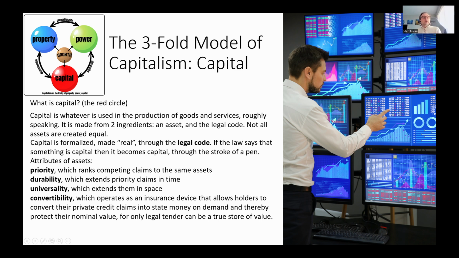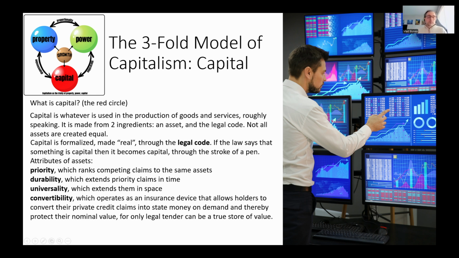And the last attribute, convertibility, operates as an insurance device that allows holders to convert their private credit claims into state money on demand and thereby protect their nominal value. For only legal tender can be a true store of value.